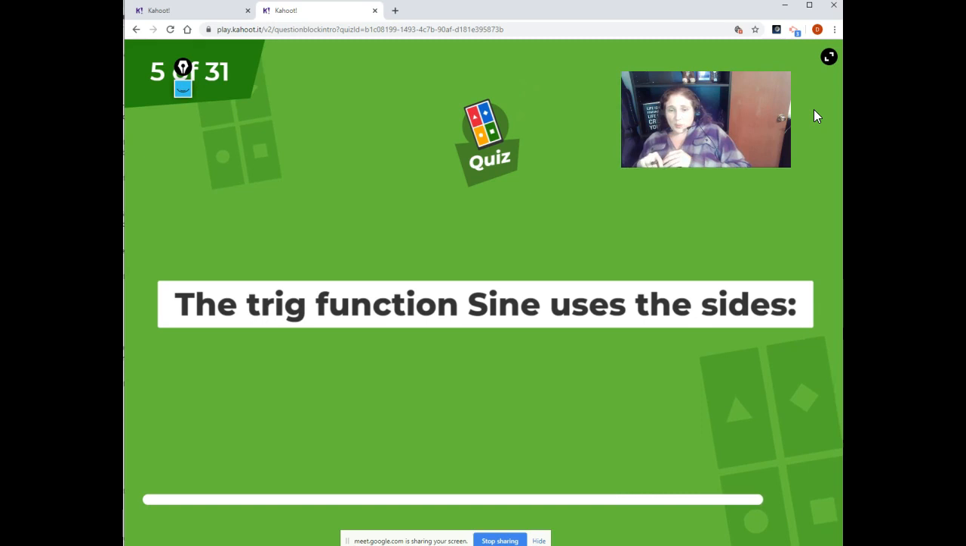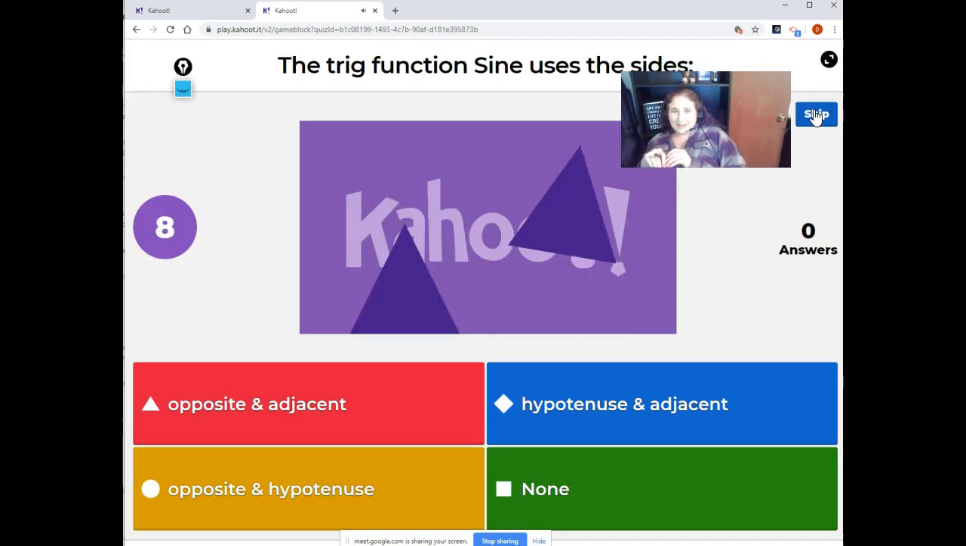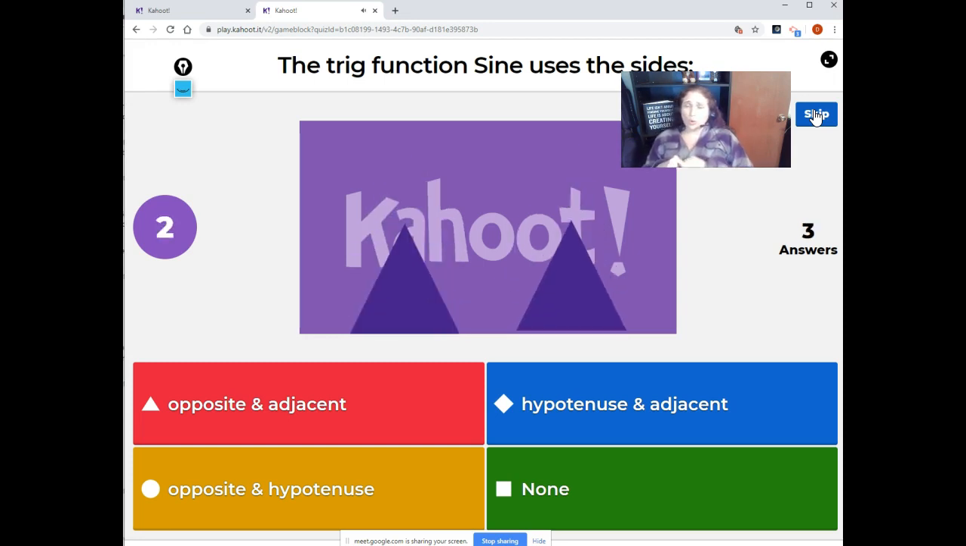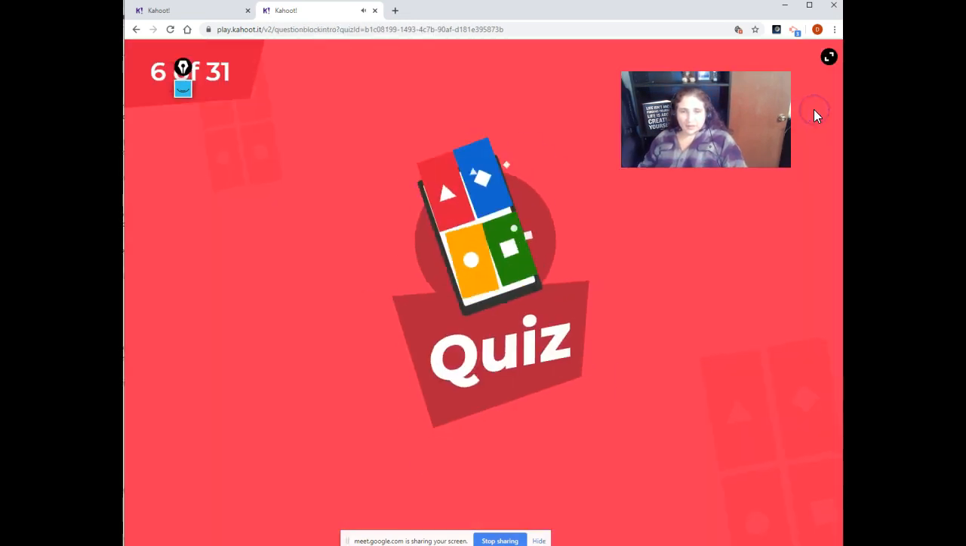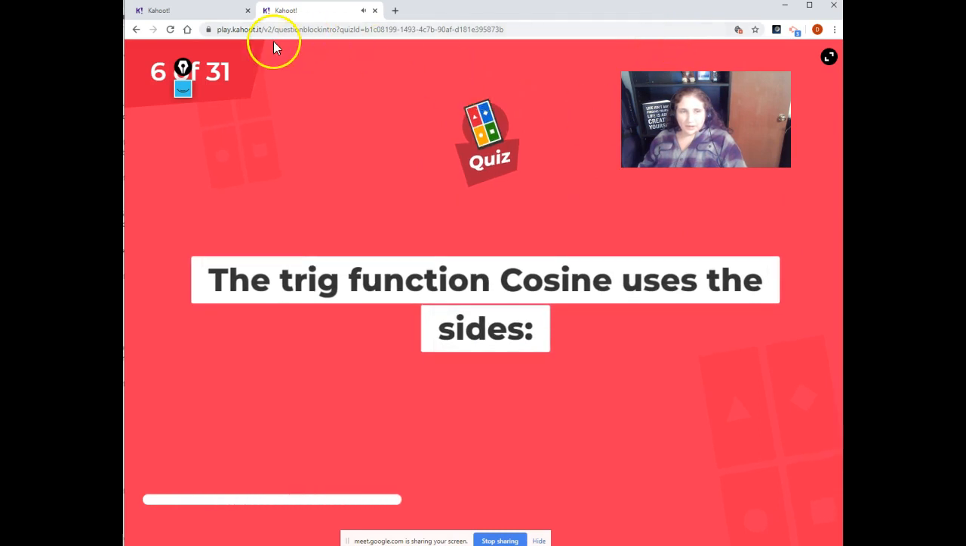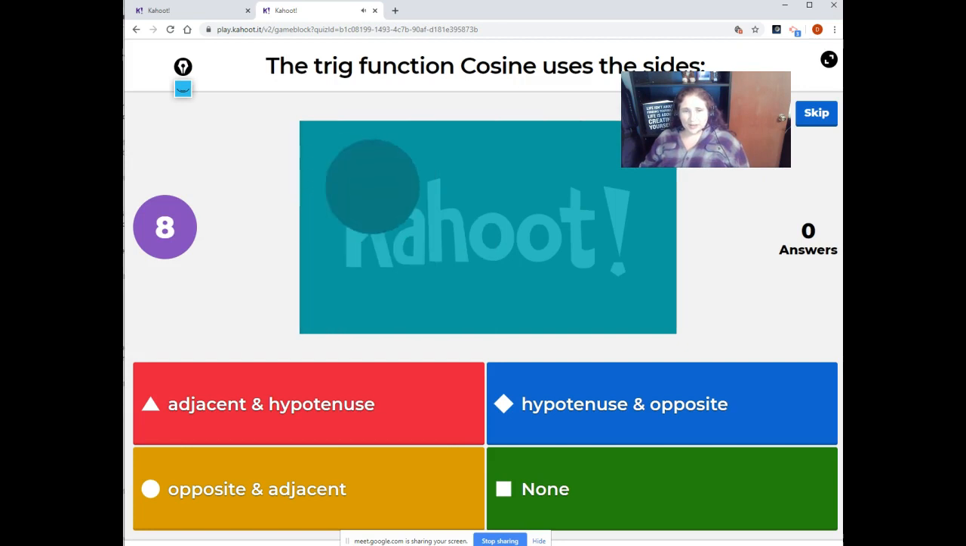Trig function uses what sides? Sine. Sine is what? So. I feel like this isn't fun. I want to stop and pick another one because I think this is going too fast. Cosine, cosine, cosine. I know, it's so fast.